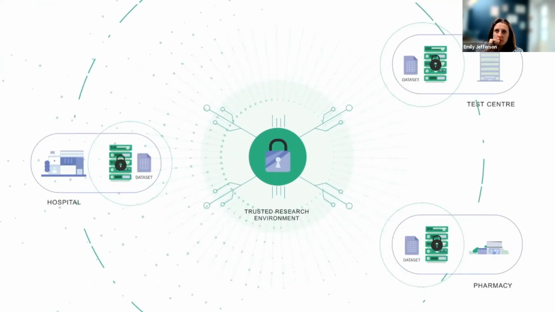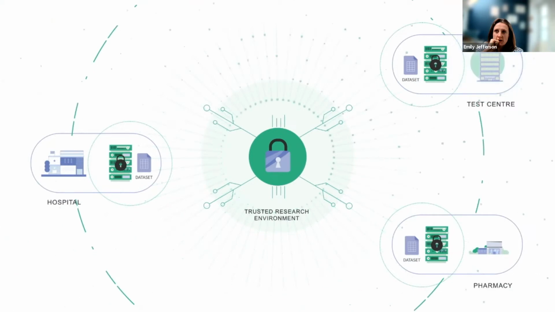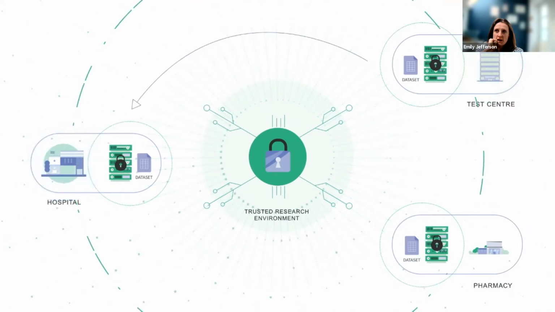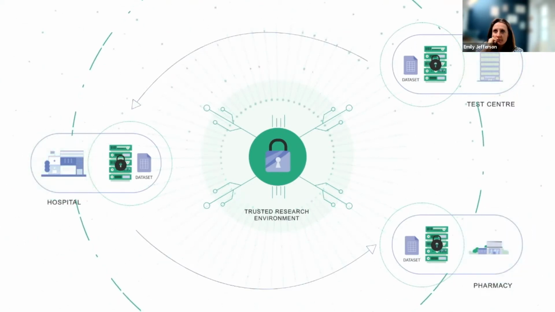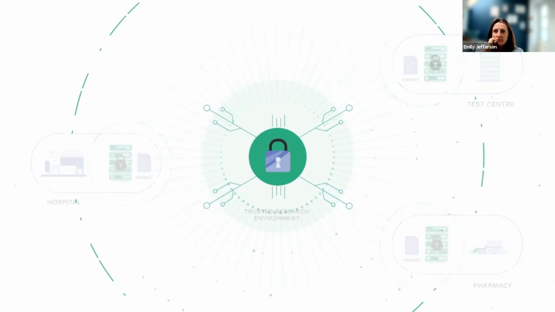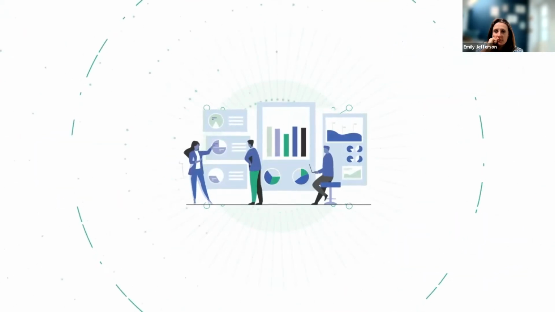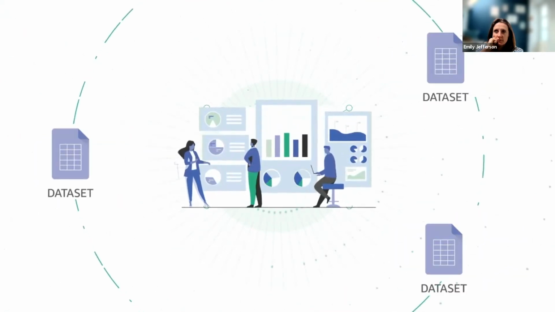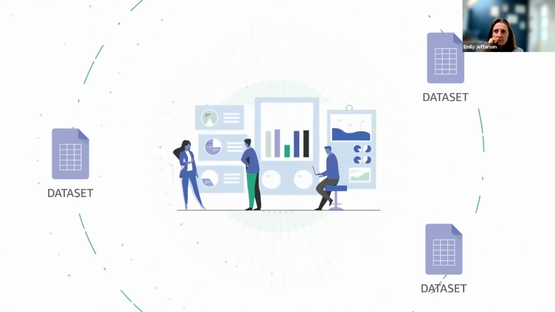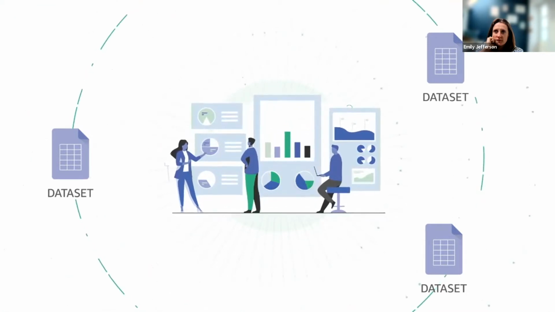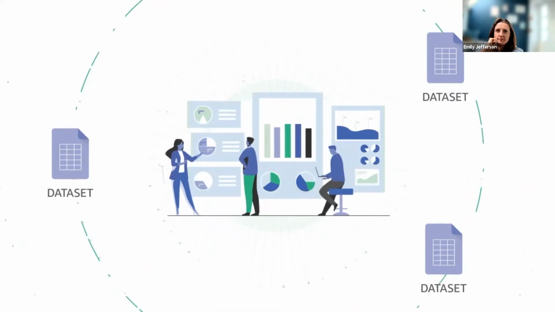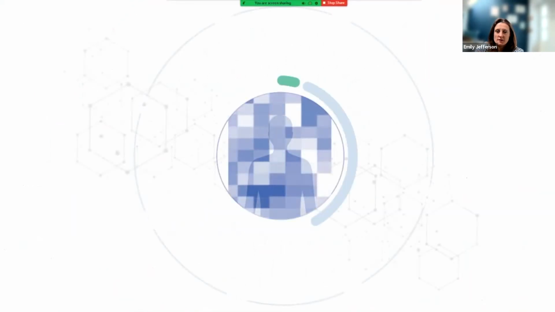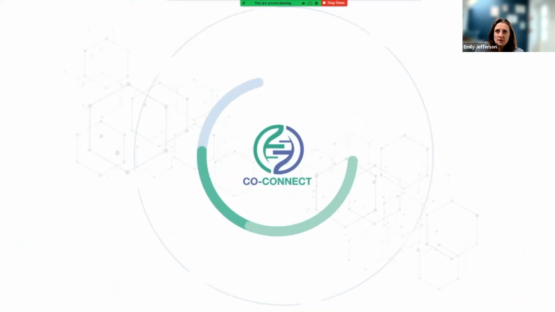For example, COVID-19 results from a test centre can be linked to hospital records along with prescriptions from pharmacies. By linking these three datasets, researchers can understand whether people with different existing health conditions are more or less susceptible to COVID-19 impacting healthcare treatments. The CoConnect architecture supports all of this without individuals being identifiable. The plan will continue to be refined in collaboration with all the partners of CoConnect.